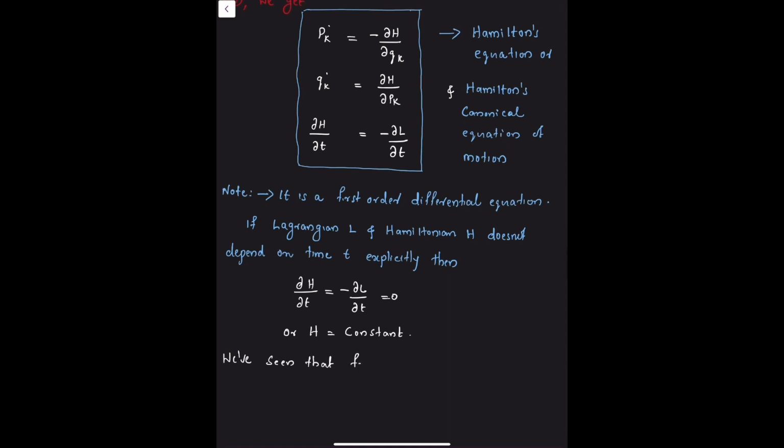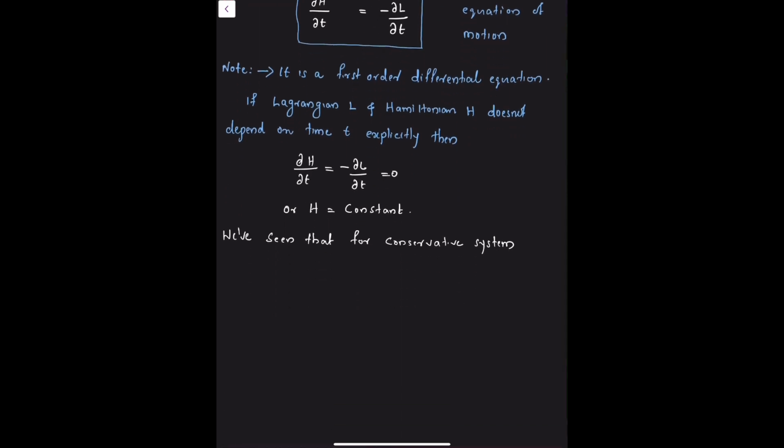We have already seen this in the previous example, that for a conservative system H is constant. For a conservative system, H is equal to T plus V equal to E, which is constant. This happens because the Hamiltonian does not contain time explicitly.